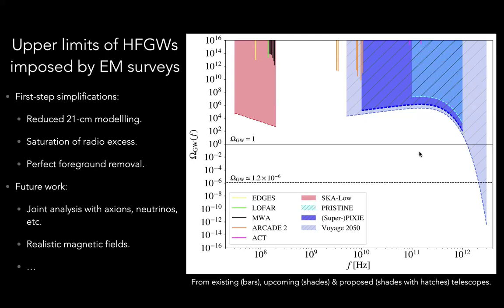So to the first order, we assumed a really simple, reduced 21-centimeter signal model. And we also assumed that the reported radio excess at the current day consists entirely of high-frequency gravitational waves, whereas in reality, of course, that radio budget can consist of a lot of other different sources. We also assumed perfect foreground removal associated with the reduced 21-centimeter signal models.